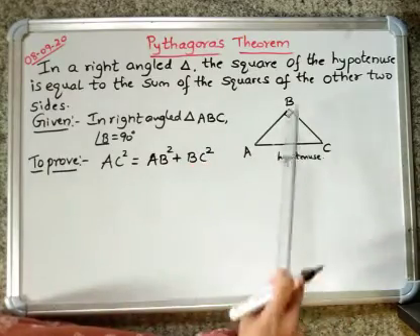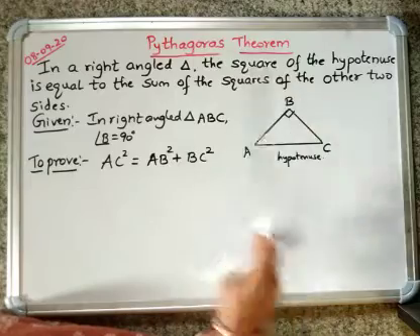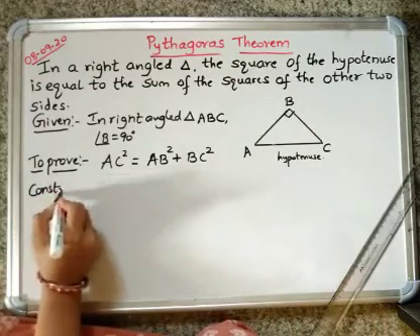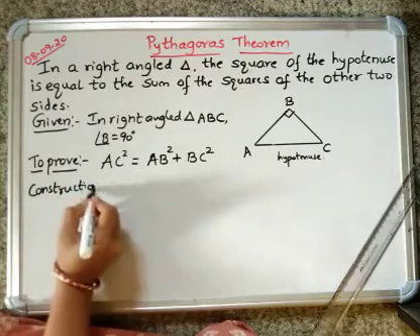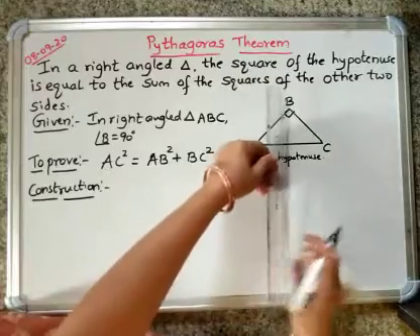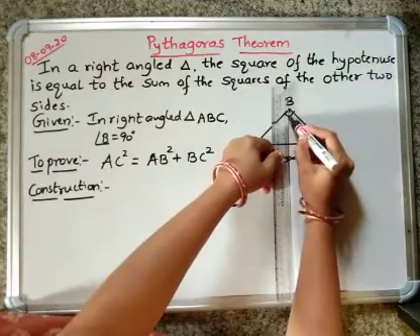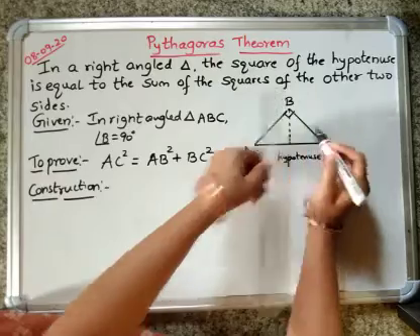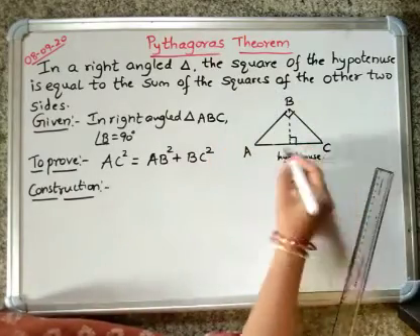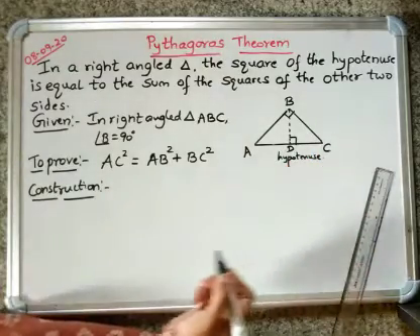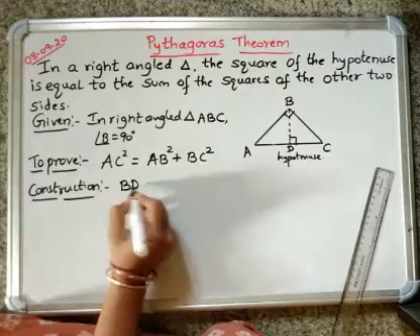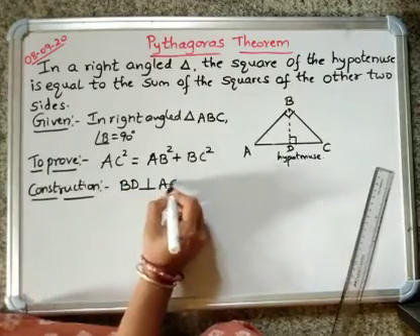Now only with this triangle we cannot prove this statement, right? So I am going to construct something. So what is that? Construction. Now see children, I am going to draw a perpendicular through B to AC and I am naming it as BD, right? So which is our construction? BD perpendicular to AC.